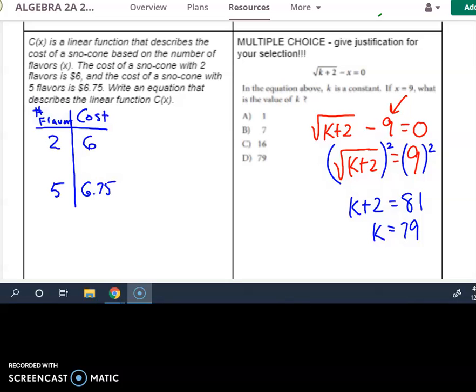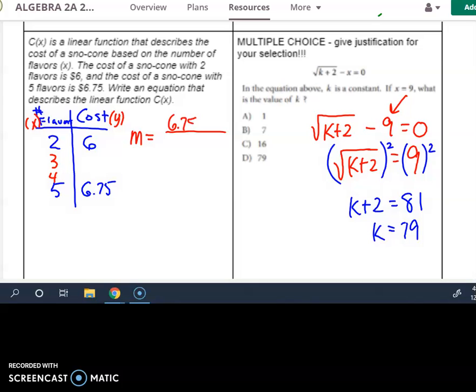So for the snow cone problem, we can set up a table and try to figure out, for example, what is the slope based on the increase as I add a number of flavors, how does that change the cost? Or I could actually calculate the slope looking at the difference in the y values, which are the costs, and the difference of the x values, which are the flavors, and come up with a slope this way. So I'm going to go ahead and do the slope using y costs over flavors.